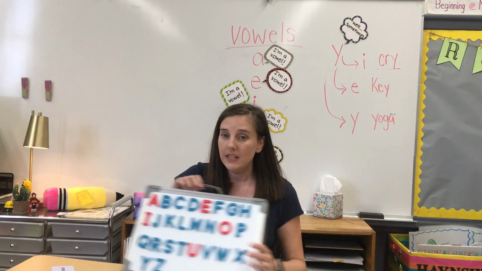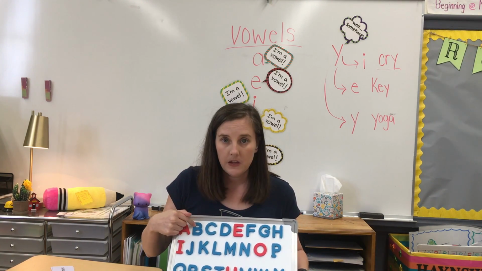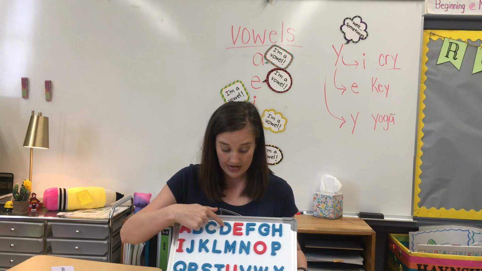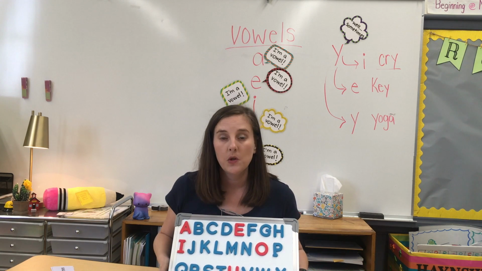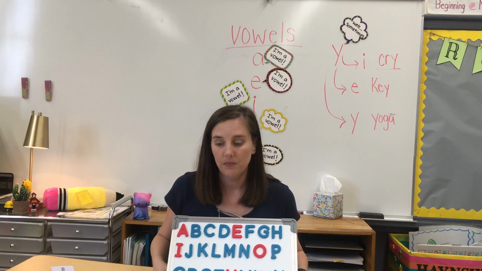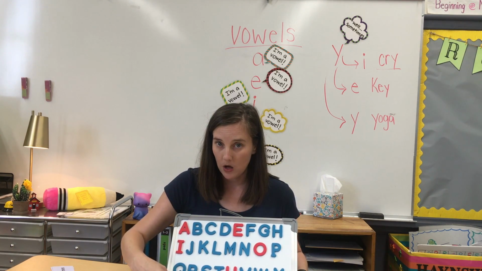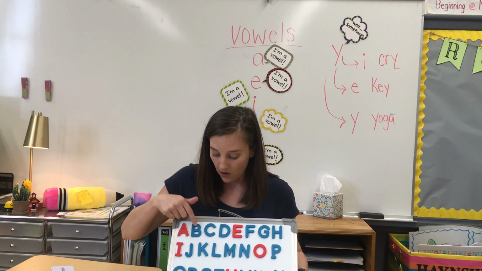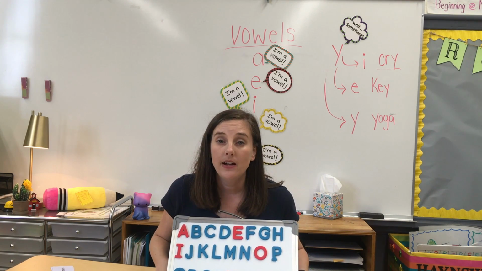Now, you see I have those vowels red, and then all of the other letters like B, C, D, F, G, H, these letters represent consonants. So A, E, I, O, U, sometimes Y, are vowels. And all of my other letters in the alphabet, they're consonants.